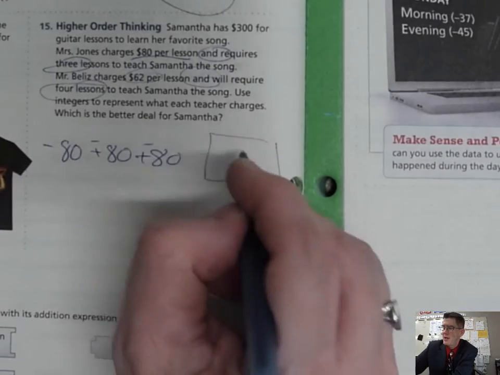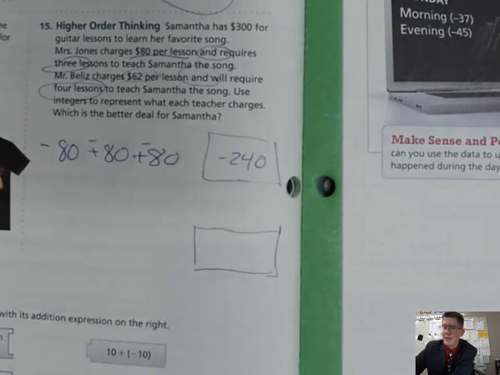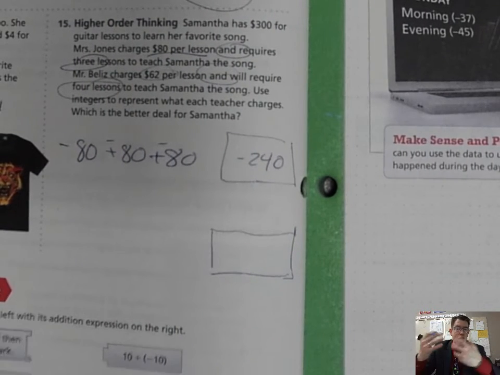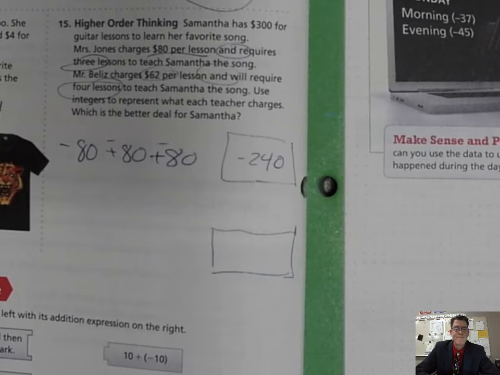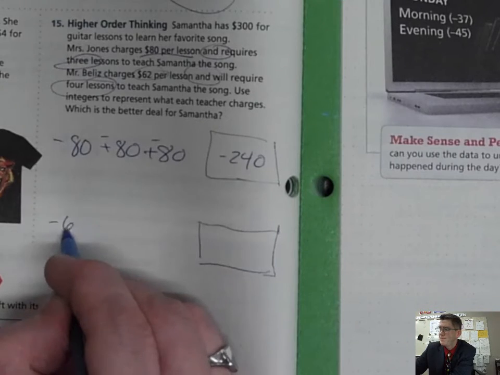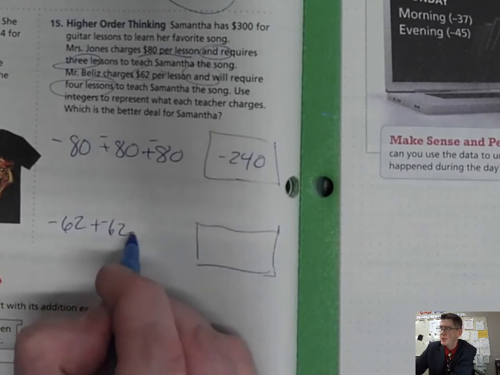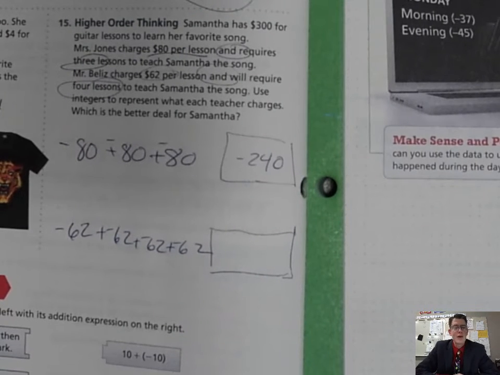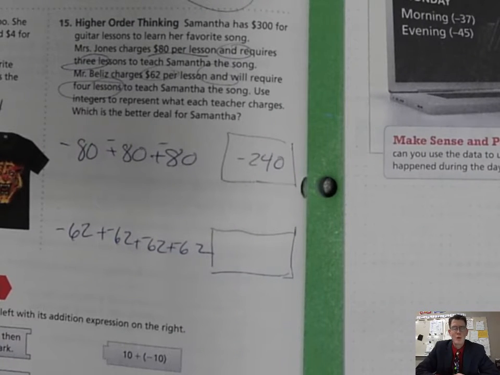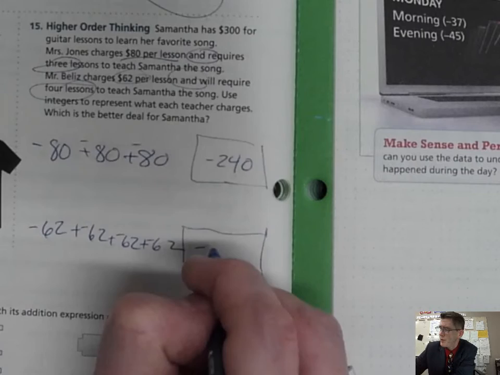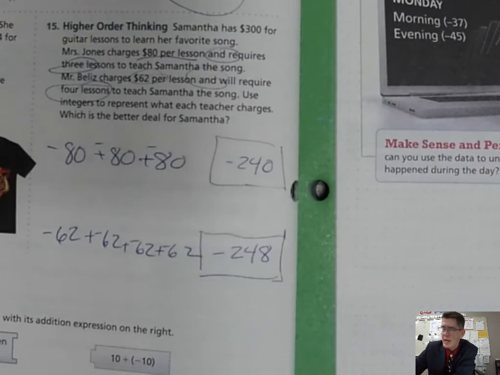So if you type that in your calculator, you can hit pause if you need. Negative $240, it's going to cost $240 to do it that way. What about these, 62 times 4 lessons? 62 and 62 and 62 and 62. Type that into your calculator. You're starting to see what we're going to be doing later with multiplication. You can just multiply that by 4 and get it. But this adding is what we're doing. You'd end up with a negative 248.